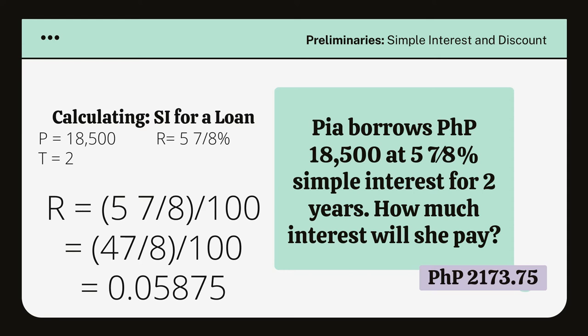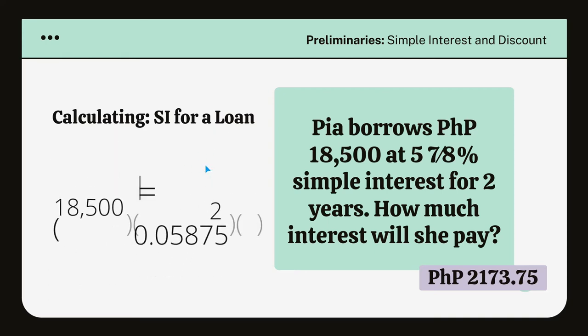Okay? But before we divide that by 100, we need to convert the 5 and 7/8 into an improper fraction. So what happened here is 5 multiplied by the denominator, which is 8. You add the numerator, that's 47, all over the original denominator, 8. Okay, so 47 all over 8 all over 100. You could use your calculator for this part, and you will get 0.05875. Okay, so that's it.